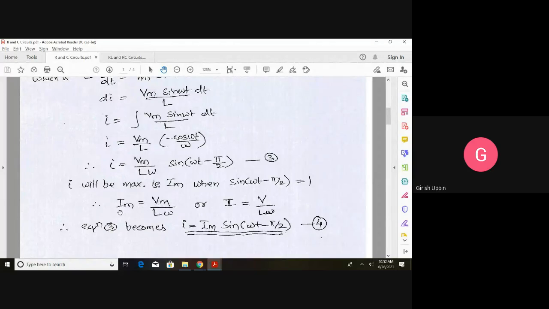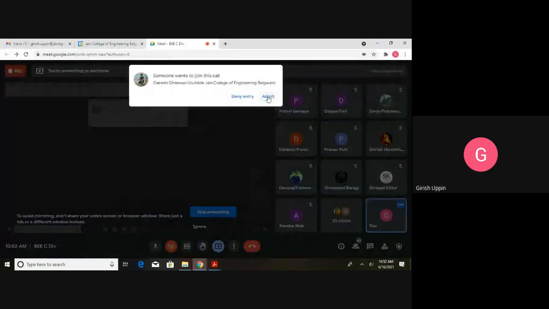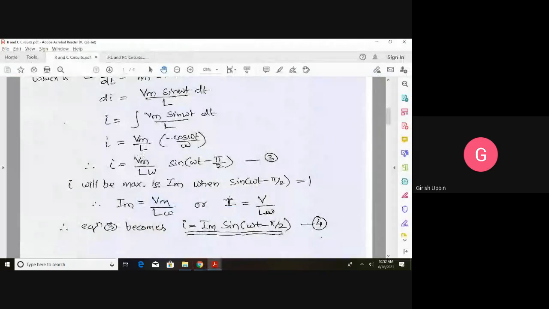When we say Im is equal to Vm by L omega, if I divide the left hand side and right hand side by root 2, Im by root 2 is nothing but the RMS value of the current, that is I. Vm by root 2 is nothing but the RMS value of the voltage. So we can represent it in terms of RMS values, that is I is equal to V by L omega, where this capital I and capital V are the RMS values.